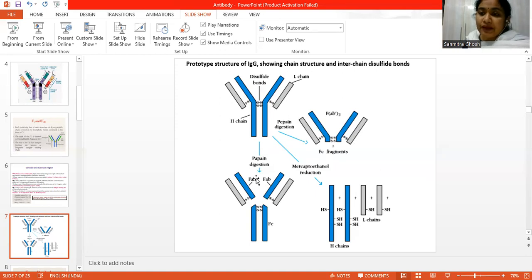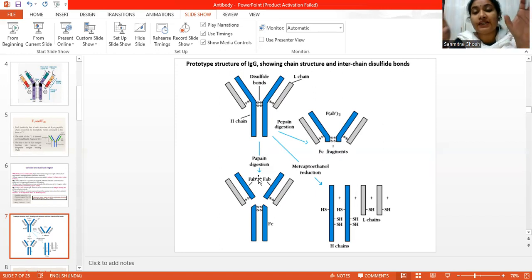Again, in the 3rd experiment, the antibody preparation was treated with beta-mercaptoethanol. Now, beta-mercaptoethanol has a reduction reaction, as a result of which it was found that we are getting 4 different bands. And these 4 different bands correspond to the molecular weight of the light chain and the heavy chain. So there were 2 bands for the light chain and 2 bands for the heavy chain.